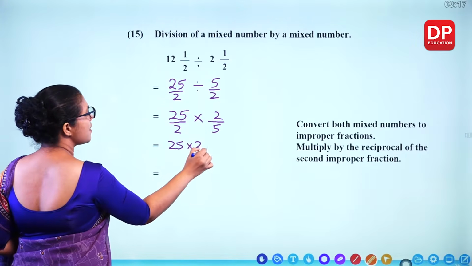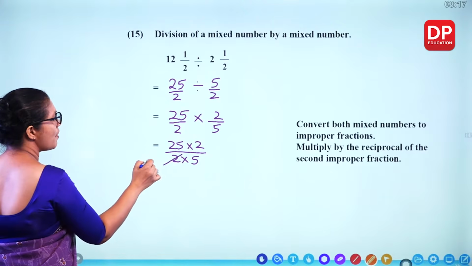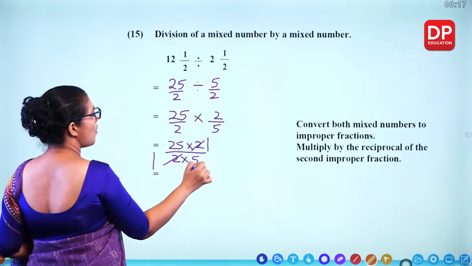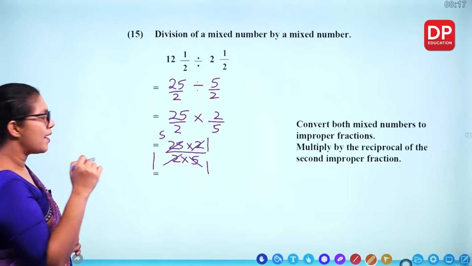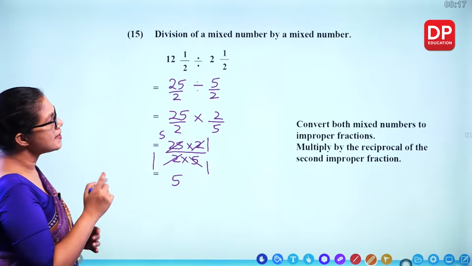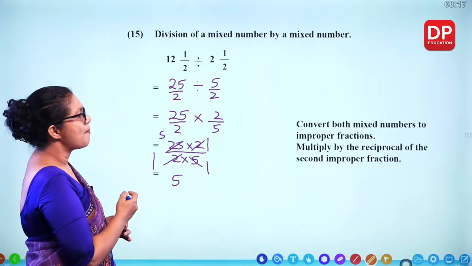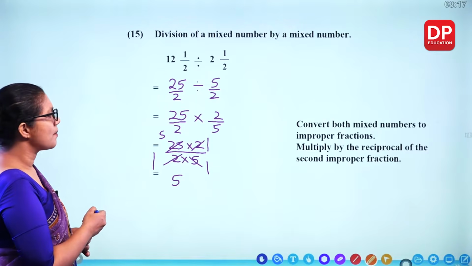Multiply the numerator separately, denominator separately. Now cross out the common factors. 1 and 1 here. 5 times 1, 5 times 5. So the answer is 5. Convert both mixed numbers to improper fractions. Multiply by the reciprocal of the second improper fraction.